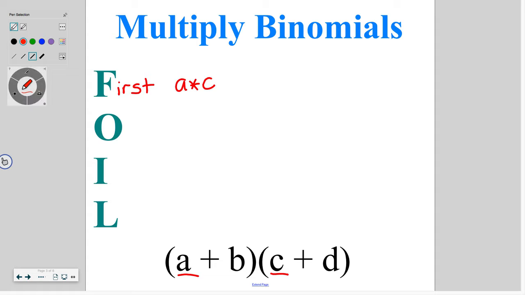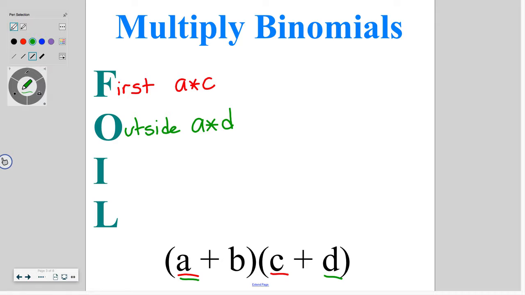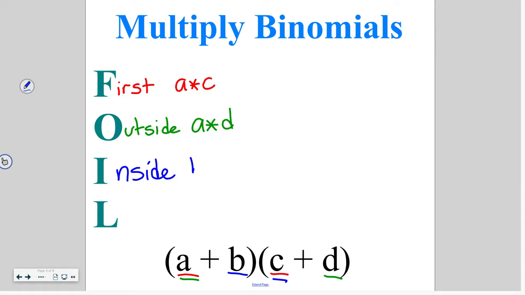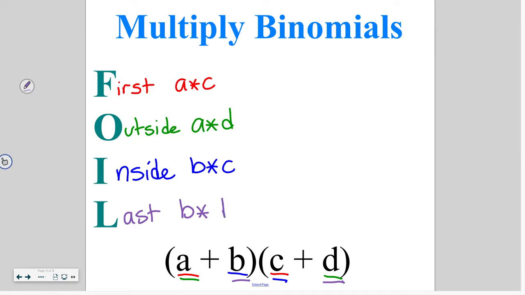The next O stands for outside. So when we are looking at the binomial, we are looking at the outside pieces. So we've got A times D in this example. The next one, we are looking at opposite of outside, which is going to be inside. So we're looking at the inner two pieces, which is B times C. And the last one is last. So looking at those last two terms, which is B times D.